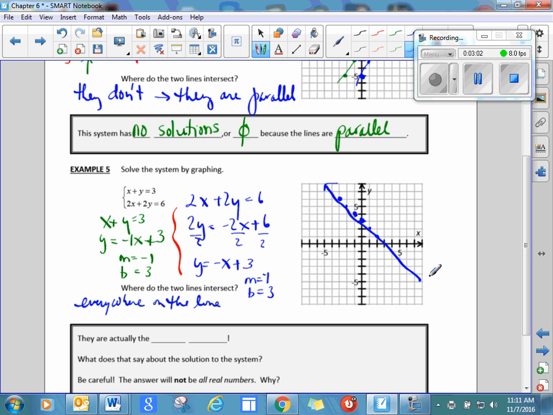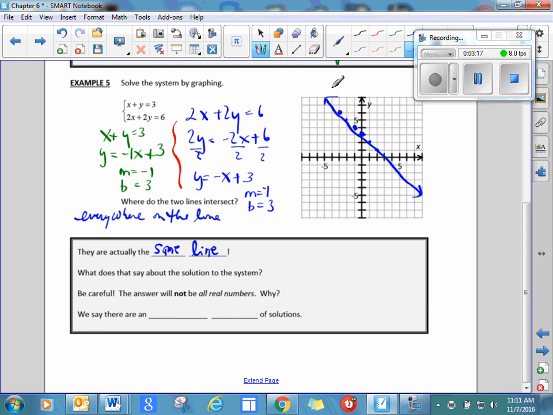And it actually happens to be two lines. They just happen to be on top of each other. So they are actually the same line. So what does that say about the solution to the problem? It says the real answer to this problem is that there are an infinite number of solutions, because there is no limit to the number of ordered pairs on this line.